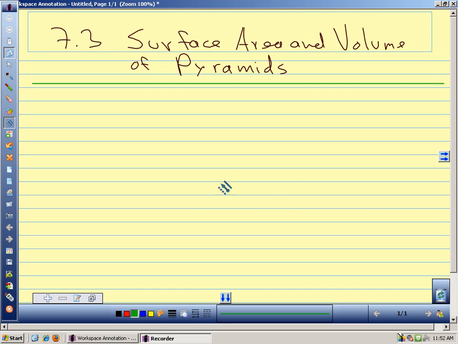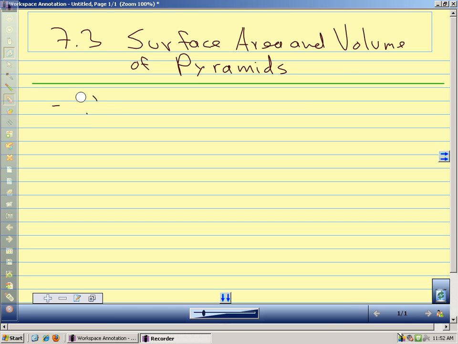All right, let's get started, guys. We're talking about pyramids today. We're going to get our formulas for surface area and volume. So the first thing we need to know is what makes a shape a pyramid. Our base can be a square.